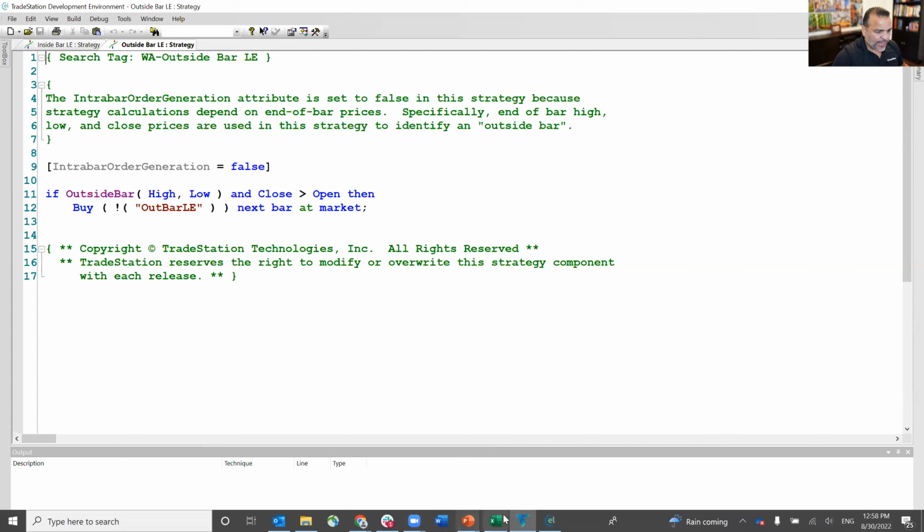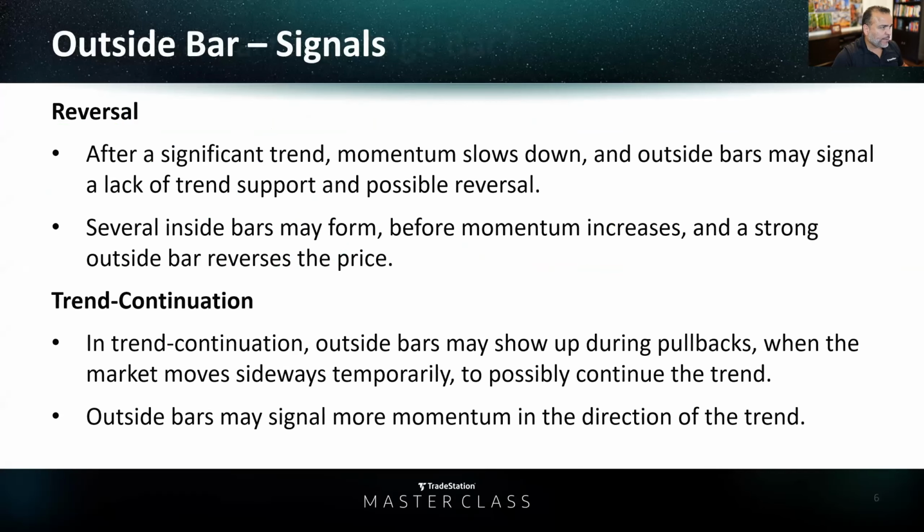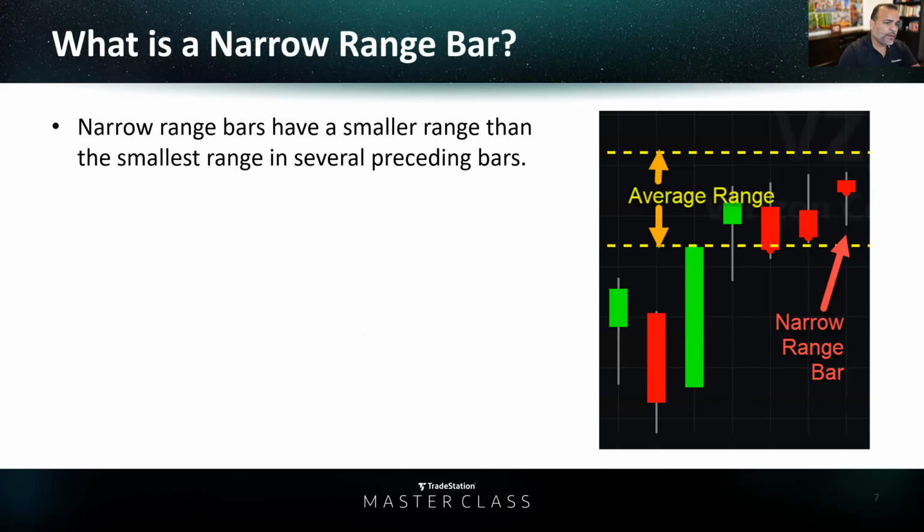Let's go here to the last type of candlestick pattern that we were going to talk about, which is a narrow range bar. Narrow range bars have a smaller range than the smallest range in several preceding bars. Okay, so let's take a look.